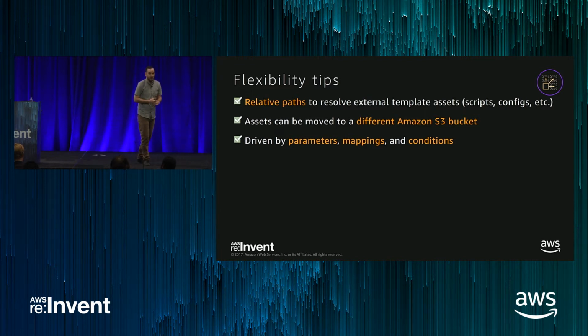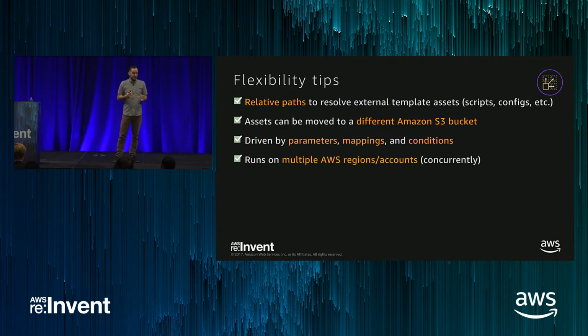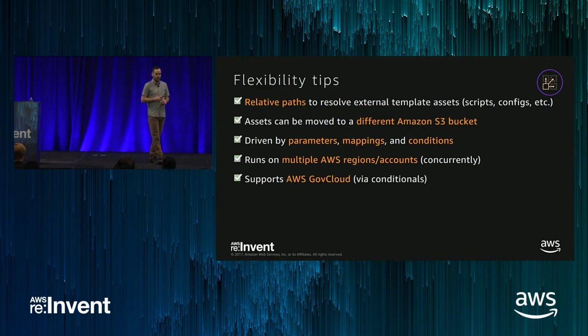Flexible templates are driven by parameters, mappings, and conditions. I mentioned a bit earlier, the conditions are great, they allow you to deploy or not deploy resources based on some parameters, and the mappings allow you to have different configurations saved, AMIs being the most common one. Flexible templates also run on multiple AWS regions or accounts, and it could also happen concurrently. So with that, you want to make sure that you're able to deploy in all the different regions when you do your testing as well.